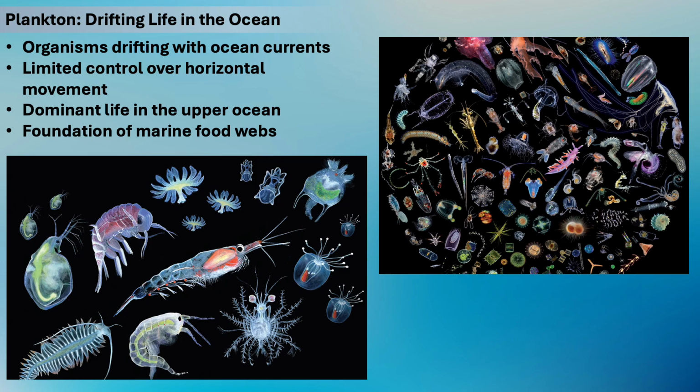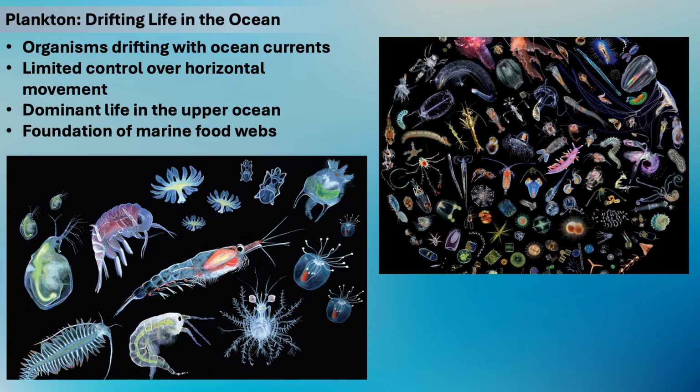Plankton are particularly abundant in the upper layers of the ocean where sunlight penetrates the water column. This region, often referred to as the euphotic zone, provides the light energy required for photosynthesis. Many planktonic organisms are photosynthetic, meaning they convert sunlight and dissolved nutrients into organic matter. These photosynthetic plankton, known as phytoplankton, form the base of most marine food webs.